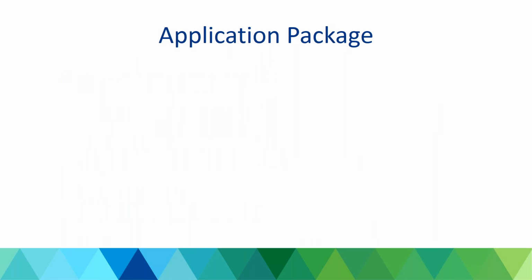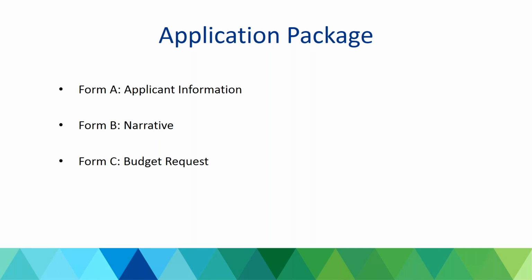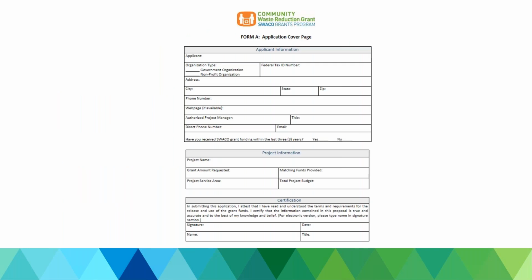Next, we will discuss each form that is required to be completed and submitted with your application in more depth. This includes Form A, the applicant information, Form B, the summary and narrative, and Form C, the budget request. A checklist is provided for your use and does not need to be submitted with your application.